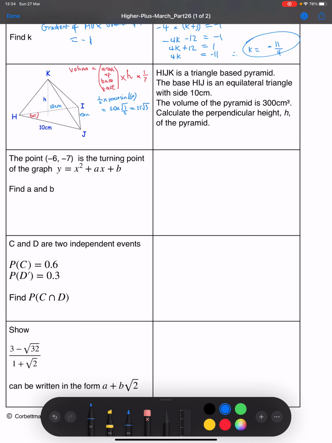Now we know that the volume is 300. So if I change color, I can say that 300 is equal to the area of the base face, which is 25 root 3, times by h, times by a third. Okay, timesing both sides by 3 gives me 900. So 900 equals 25 root 3 times h. Divide that by 25. What does that give me?